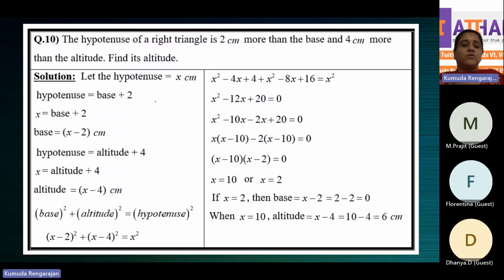Yes, please write down. So here I've taken the hypotenuse as x. Anybody can be x, I told you. Good.